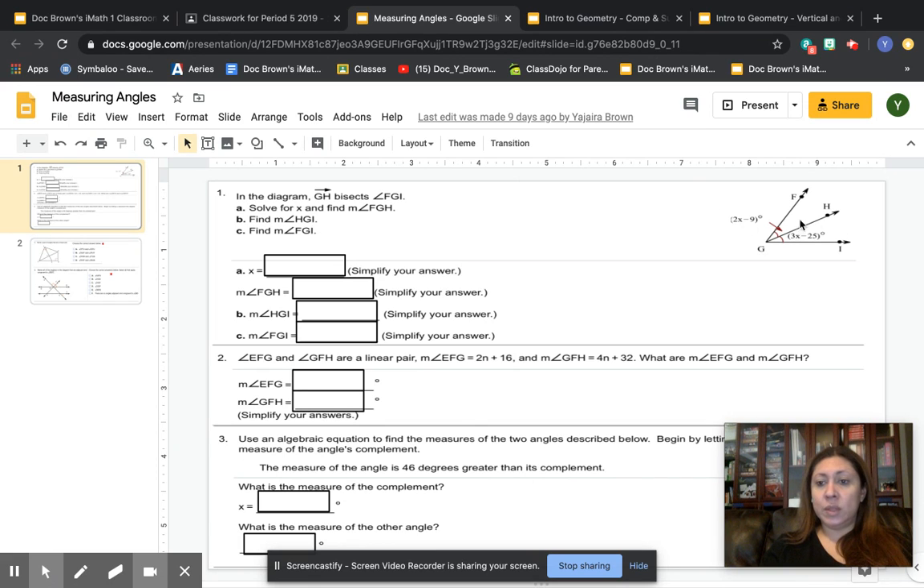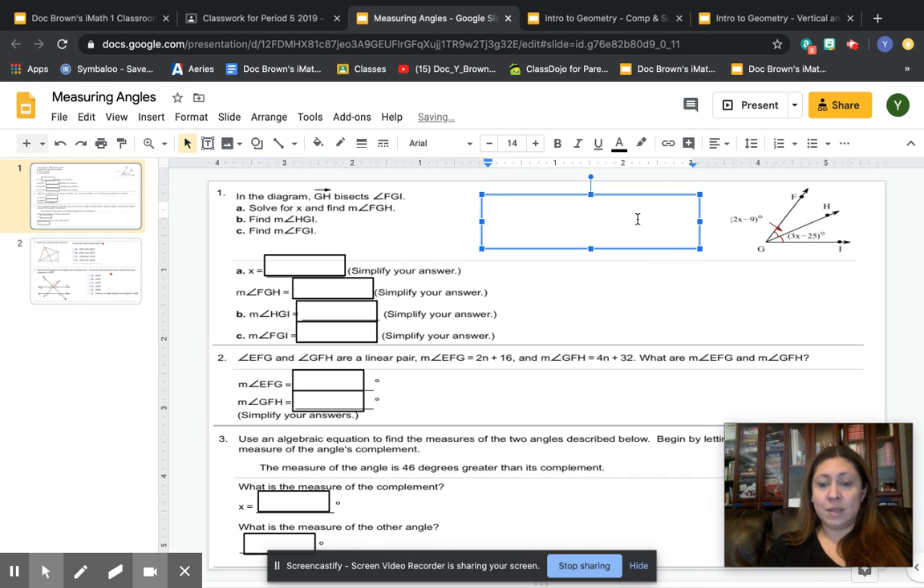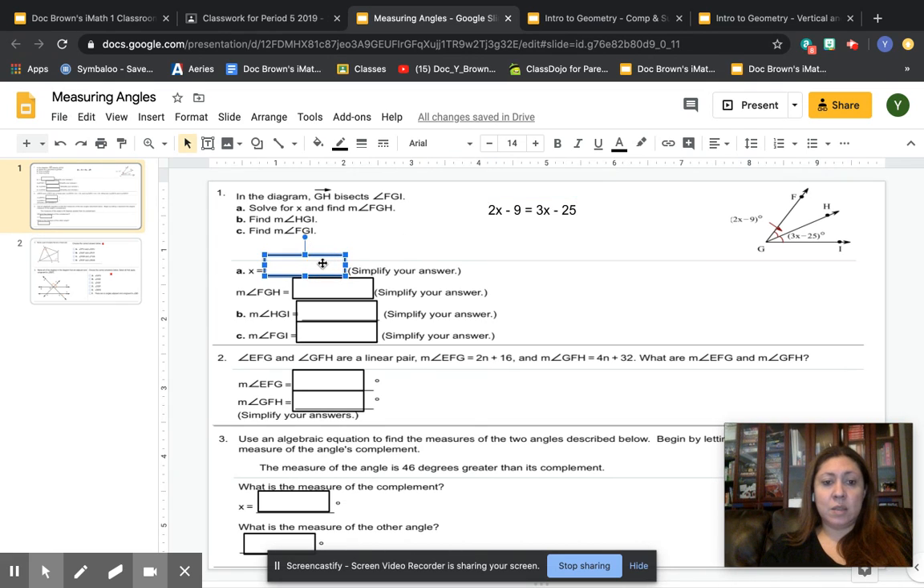So we're being told that this bisects each other. What does that mean? That means that both of these are set equal to each other. So let me create a box so that you guys can see. That means this piece and this piece are equal to each other. So I can say 2x minus 9 equals 3x minus 25. Then solve for that. Once you get x, plug x right there in that box.